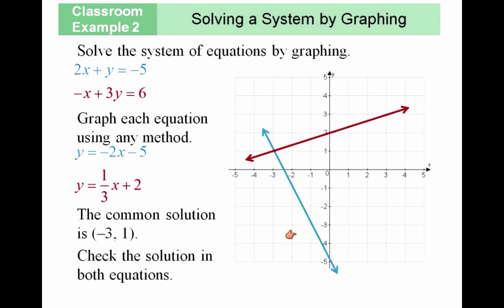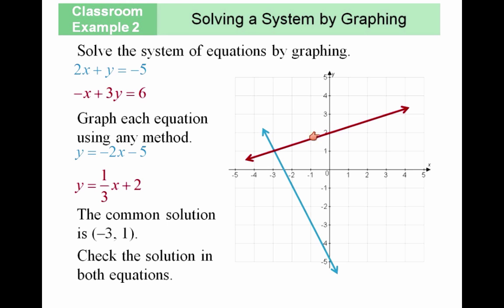So for the blue line, my line is going to pass through the point -5 on the y-axis. Because the slope is -2, you can use the rise over run method to find another point. As for the red line, I find the intercept is 2, and from here, the slope is 1/3. If I move 1 unit up and 3 units to the right, I get to another point on the line.